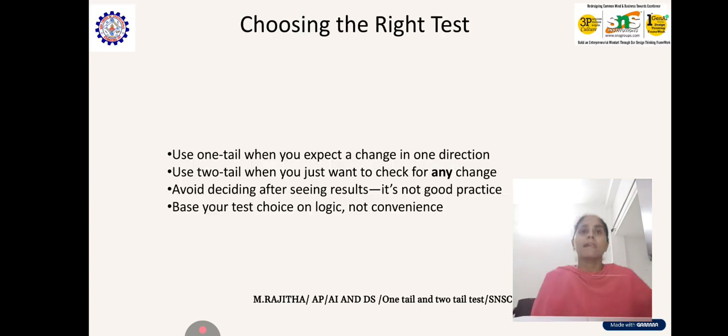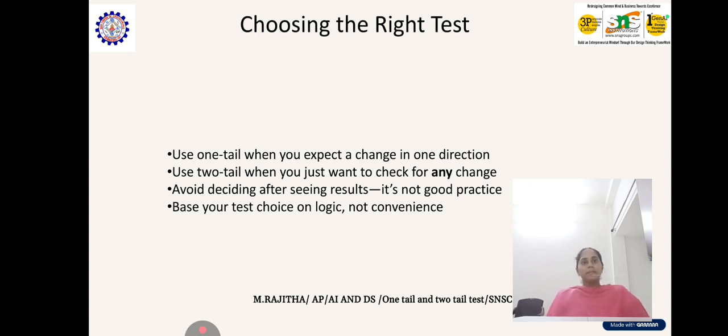Choosing the right test type, deciding whether to use a one tail or two tail test depending on the research objective. If the goal is to find whether something is increasing or decreasing, and you are only interested in that direction, a one tail test is suitable. For example, a diet program aiming to reduce weight would use a left tail test.